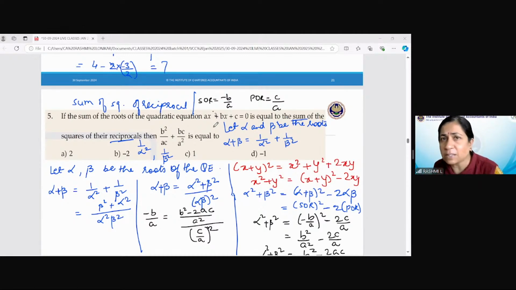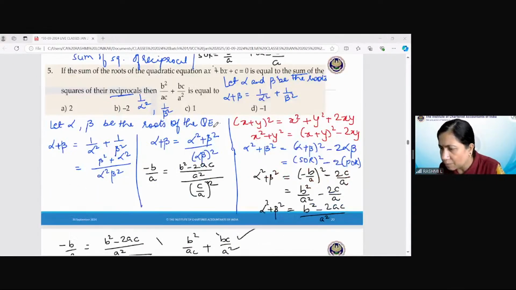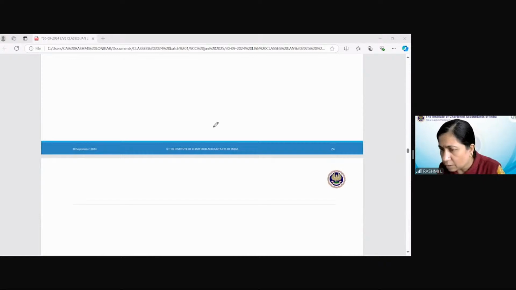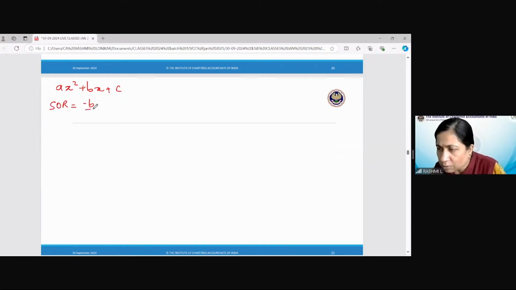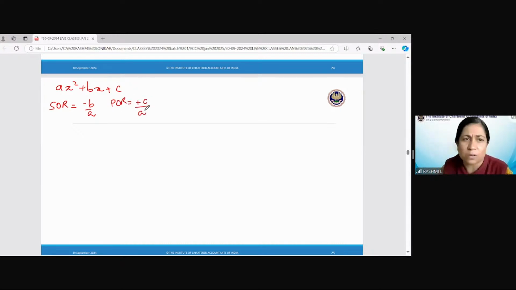What usually happens is that just looking at this, you feel afraid and you don't want to tackle the sum. You should not do that. I will tell you how you are supposed to do it. I'll just take it here again. See, simple ax square plus bx plus c. What is my sum of roots? Sum of roots is minus b by a. Product of roots is plus c by a.